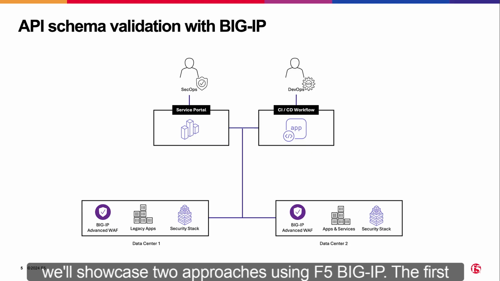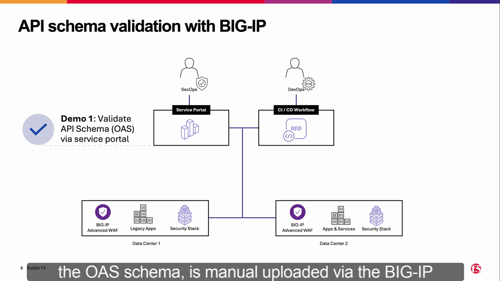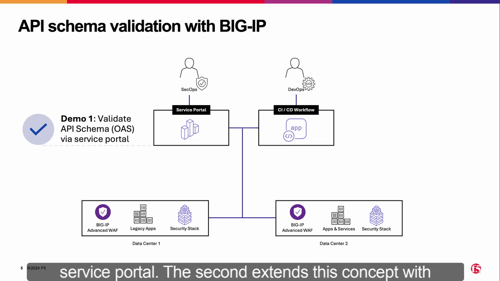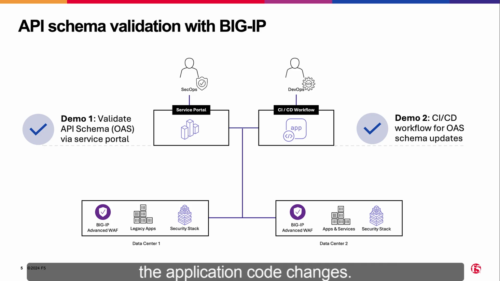In this demo, we'll showcase two approaches using F5 BIG-IP. The first is a SecOps-focused method, where a security policy and the OAS schema are manually uploaded via the BIG-IP Service Portal. The second extends this concept with DevOps automation, which triggers schema updates whenever the application code changes.